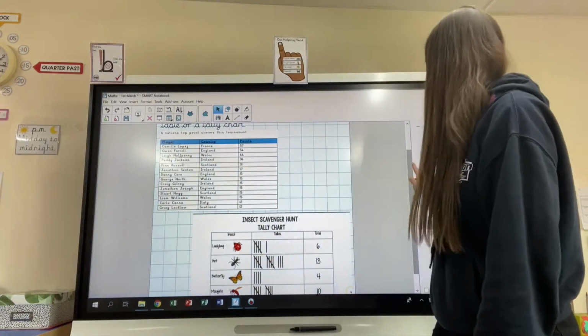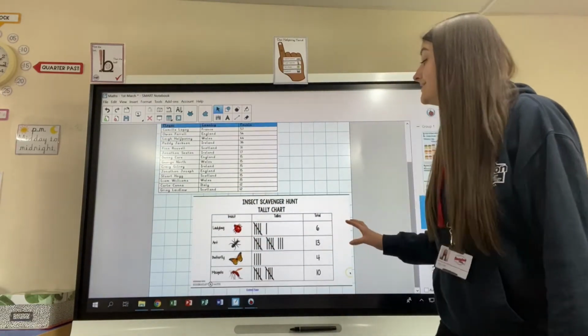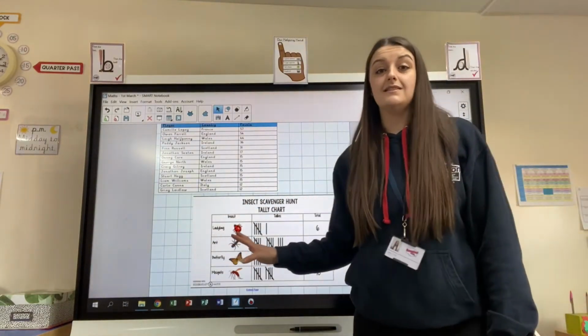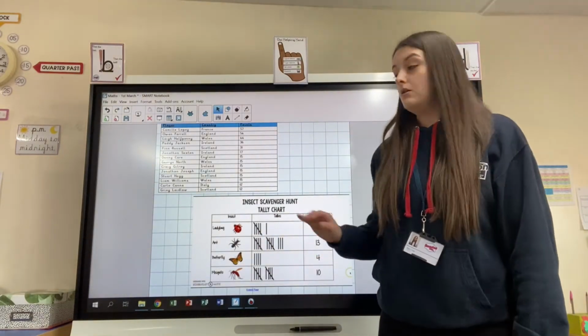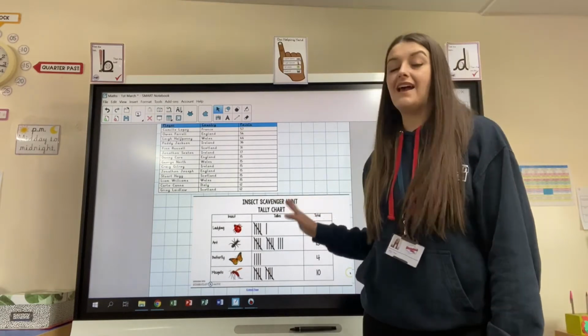Right, another way that you've got on your first page of work today of presenting data and recording it is in a tally chart. And you can see here someone has taken part in an insect scavenger hunt.